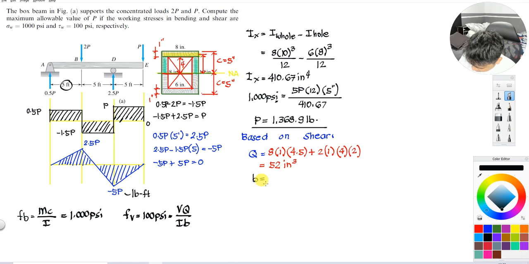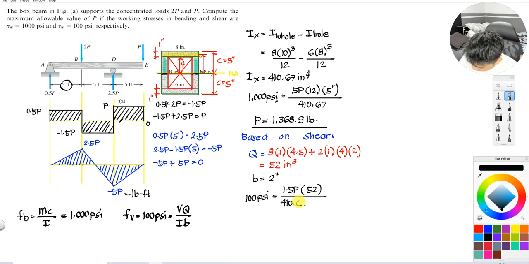Okay? So, now, I will now have the B. Ano yung value ng B ko? So, meron akong 1 dito and meron akong 1 doon. So, ang value ng B ko is 2 inches. So, pwede ko na siyang i-substitute. 100 PSI is equals to V. Ano ang maximum V ko? P or 1.5P. So, I have here 1.5 of P. VQ all over I.